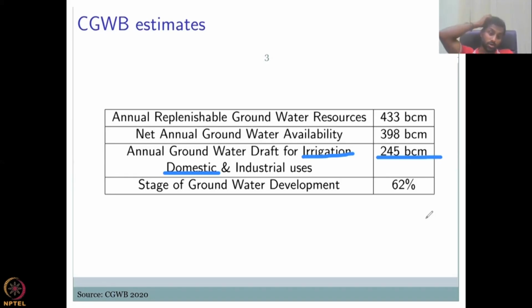So what is the stage of groundwater development? Now you know the draft. You know the recharge, which is around 433 billion cubic meters recharging, out of which 398 can only be used. And out of the 398, only 245 was used, which is 62%. So 62% is nothing but the percentage of 245 in the 433, almost around 50 plus, right? So it's 62 percent, which means that it's still safe. India is safe in groundwater use as per this CGWB estimate. It may or may not be the same by other estimates. Let's look at some other estimates.